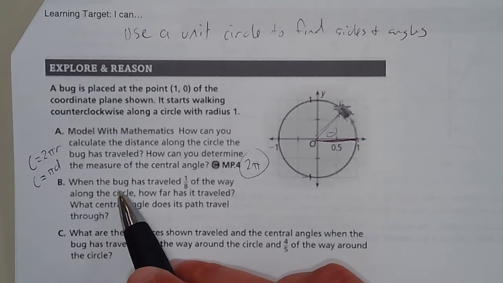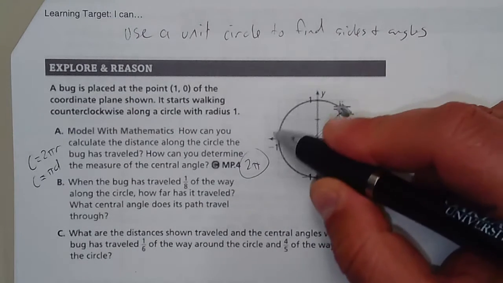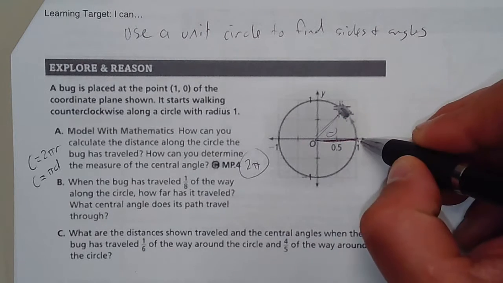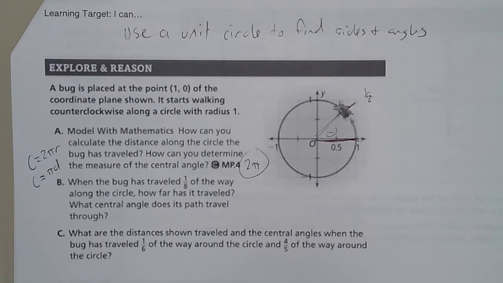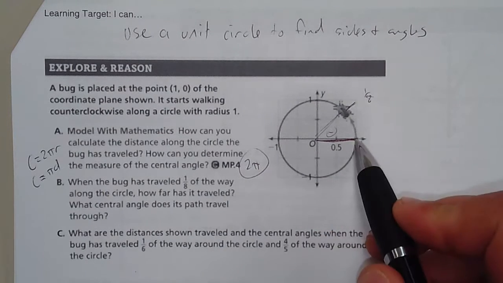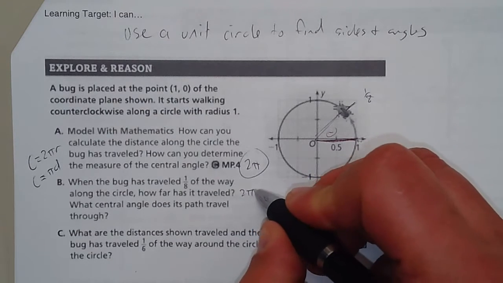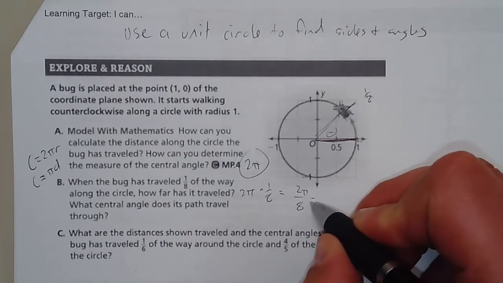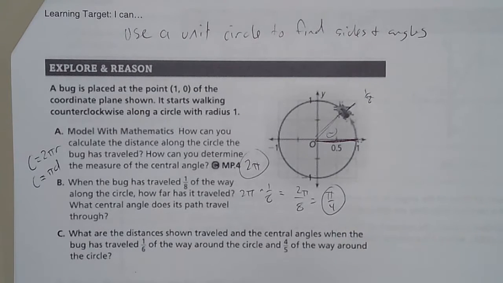It says, when the bug has traveled 1/8 of the way along the circle, how far has it traveled? If you think about it, this would be 1/4 of the way: 2 quarters, 3 quarters, 4 quarters. So 1/8 would be right here. If the full distance is 2 pi, and we're doing 1/8 of that, 2 pi times 1/8 would be 2 pi over 8, or reduced, just pi over 4. So that's the distance that it would travel on the circle, pi over 4 units.